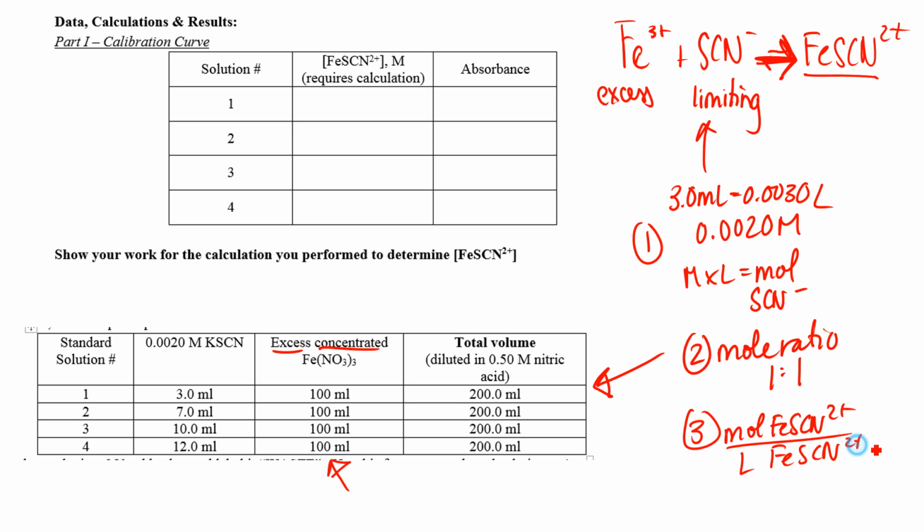Then you take your moles of FeSCN and divide it by your liters of FeSCN. And what may that be? Well, look over here at your data table. Your total volume, it looks like, was 200 milliliters. So you take your moles and divide it by 0.200 liters. Don't forget to convert milliliters to liters. And that will give you your molarity for standard 1. And you do the same thing for your various solutions. So you've got 4 solutions here.